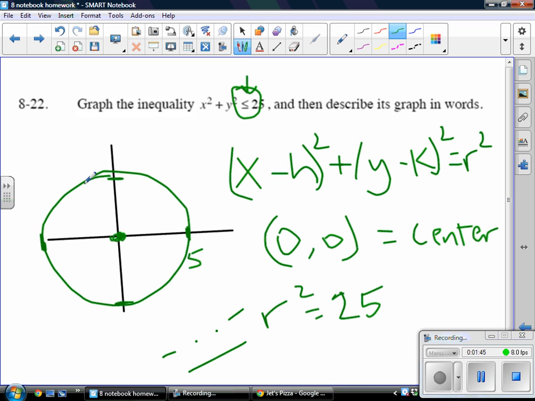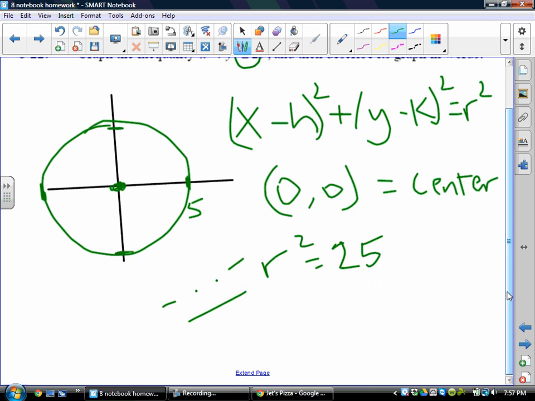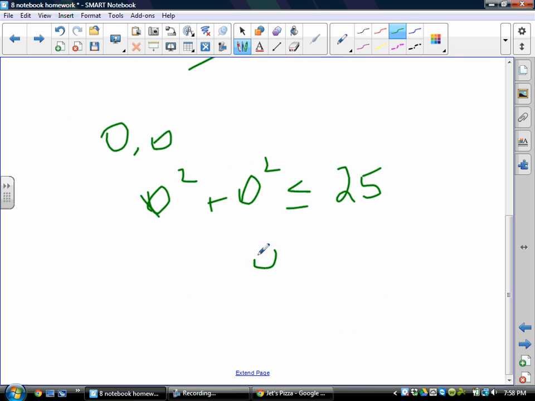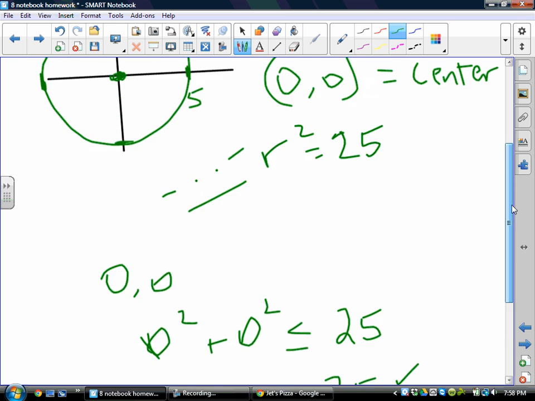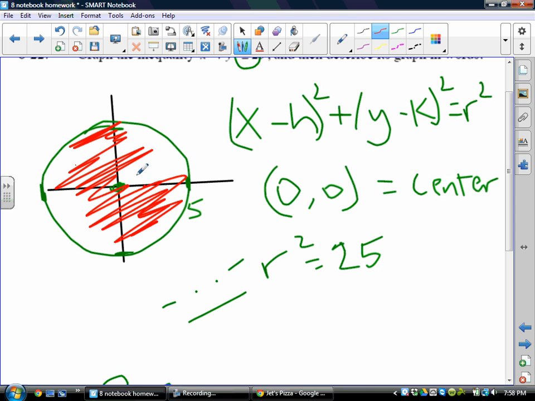Now we need to deal with the less than part of the symbol. What you may have learned in Algebra 1 is to plug in a value. So let's plug in 0, 0 for x and for y. That would be 0 squared plus 0 squared. Is that less than or equal to 25? If the statement is true, that's where we shade. So 0 less than or equal to 25, yes, that's true. So I'm going to shade where 0, 0 is, which would be inside the circle. Everything to the inside of the circle, all this will be shaded in.